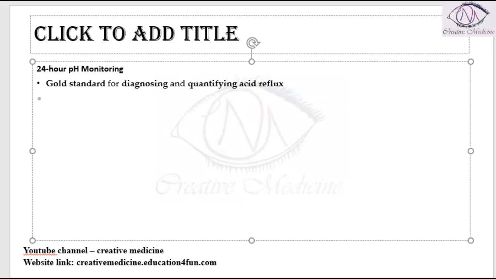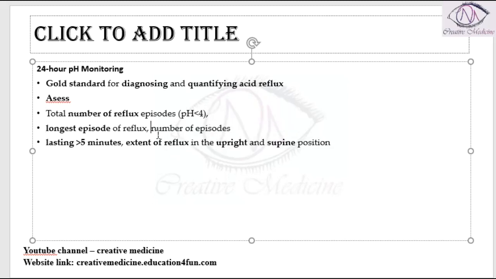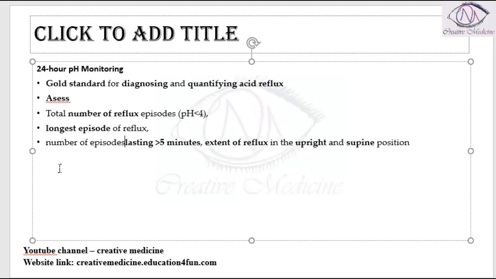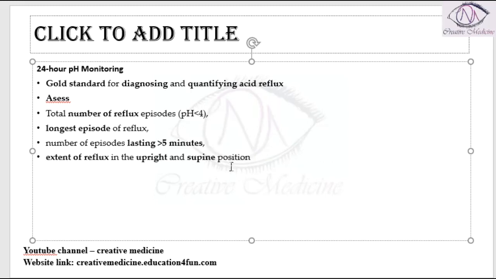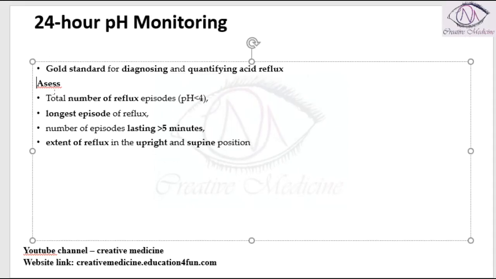With the help of this 24-hour pH monitoring, we can assess the total number of reflux episodes, the longest episode of reflux, the number of episodes which are lasting for more than 5 minutes, or the extent of episodes which are present in upright or supine position. All these can be understood by 24-hour pH monitoring. So it helps us to assess the number of reflux episodes, the longest episode of reflux, the number of episodes lasting for more than 5 minutes, and also the extent of episodes in the upright or supine position.